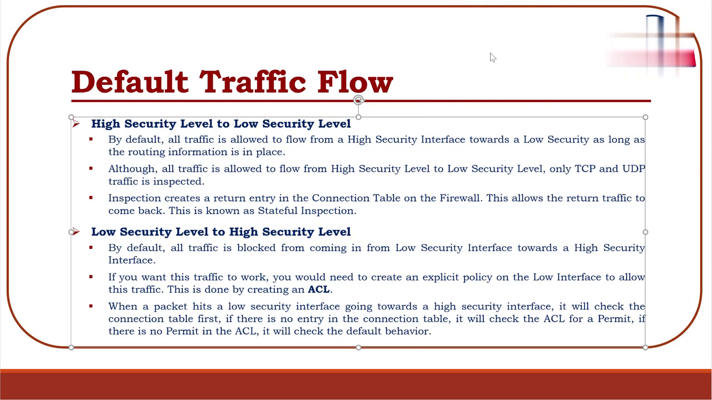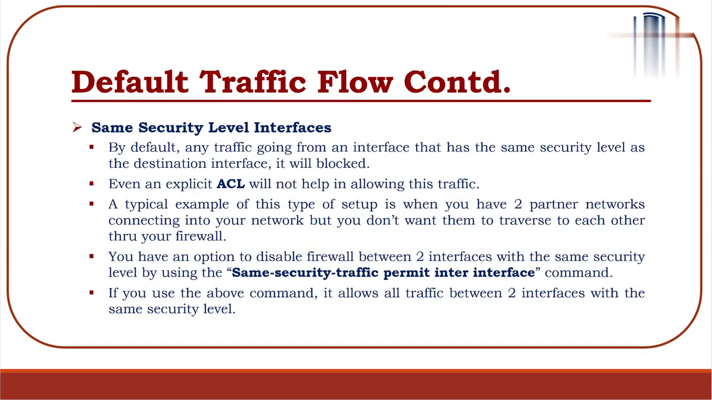I also explained the same security traffic, which will be discussed over here. Actually, I think I do discuss it over here. Same security level interface. By default, any traffic going from an interface that has the same security level as the destination will be blocked. Even an ACL will not help in that case. A typical example of this setup is when you have two partner networks connecting in.